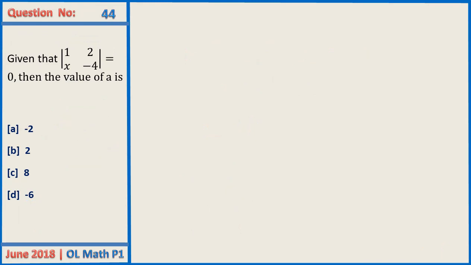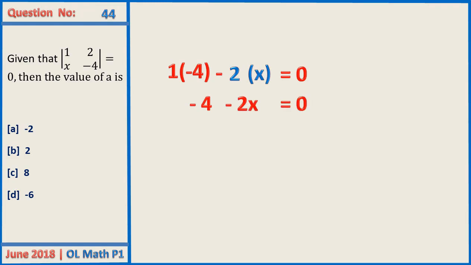Question 44. Given that the determinant of the matrix is 0, that's a singular matrix, find the value of x. So we find the determinant and equate to 0. So this gives us 1 times minus 4 minus 2 times x should be equal to 0. So minus 4 minus 2x equals 0. And minus 4 should be equal to 2x. Dividing both sides by 2, we have x to be equal to minus 2. Our key here is A.